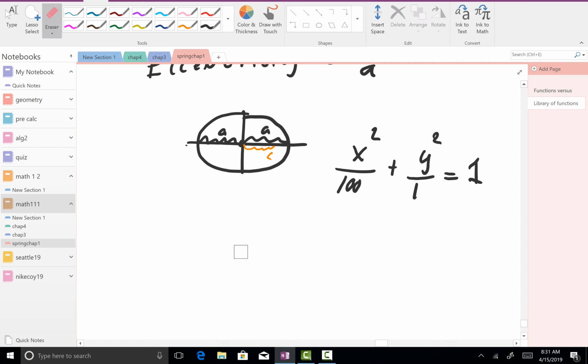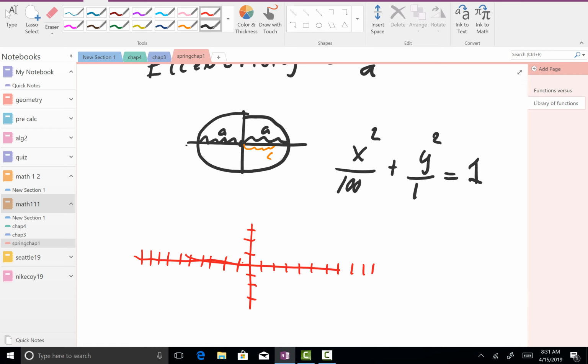Oops. I'm going to make red axes. 1, 2, 3, 4, 5, 6, 8, 9, 10. 1, 2, 3, 4, 5, 6, 8, 9, 10. 2, 3, 1, 2, 3. All right, so here we go. I'm going to make this.